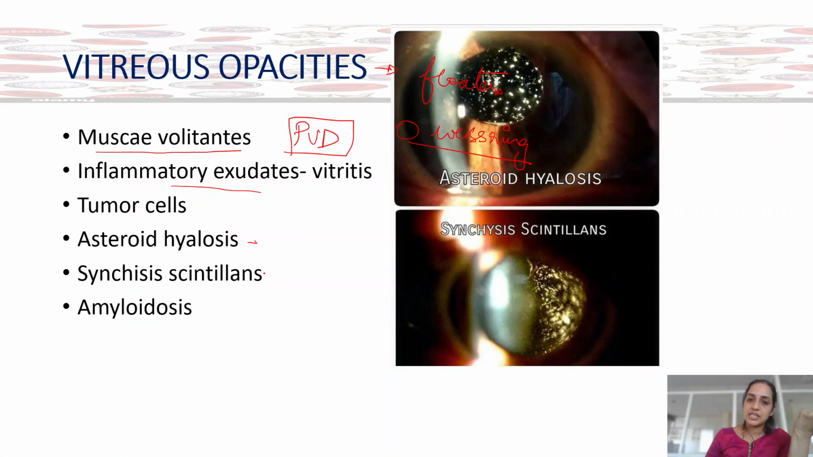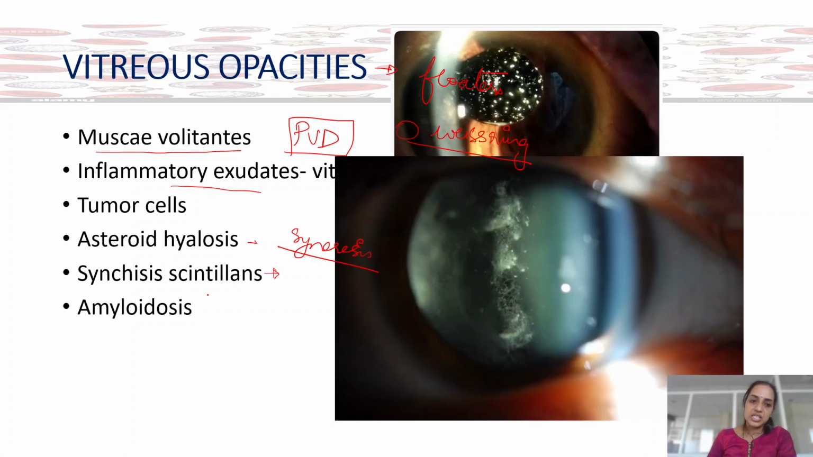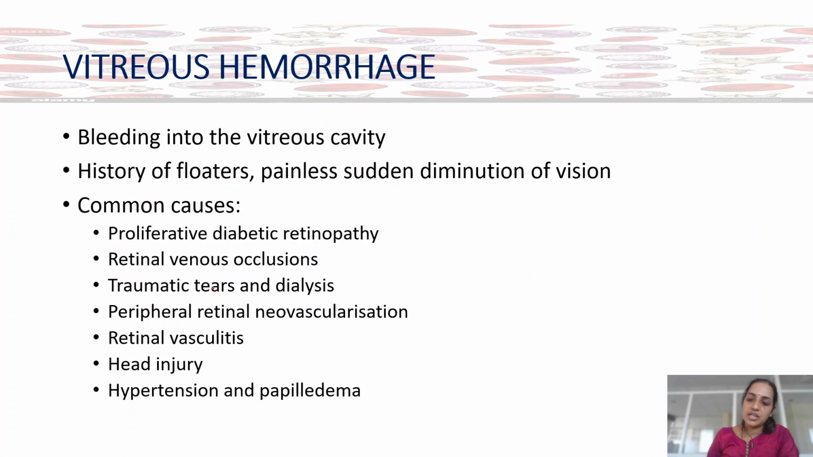Whereas synchysis scintillans is a more dramatic condition in which you see a golden shower of opacities within the liquefied vitreous. Whenever the eye moves up and down, these opacities move up and down like a shower of golden rain. Synchysis means shrinkage and collapse of vitreous, whereas syneresis means just liquefaction of vitreous. Synchysis is a more advanced condition in which the liquefied vitreous collapses. The next rare condition is amyloidosis, in which you see whitish fibrillar opacities within the vitreous, and these are seen on the posterior lens capsule.